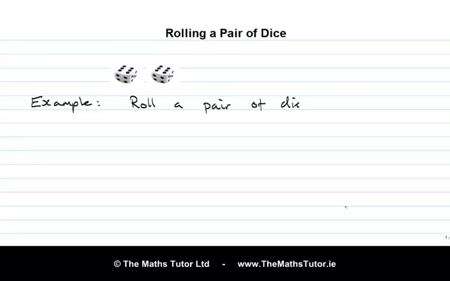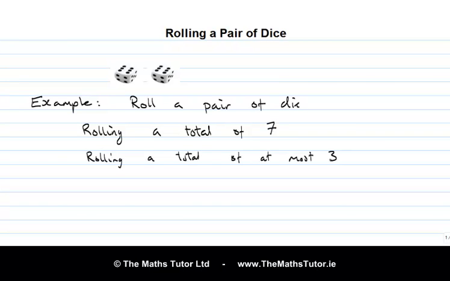So the example that we're looking at is that of rolling a pair of dice. Again, we have standard six-sided fair dice, and we roll both dice, and we're interested in the probabilities of various totals. So let's list some events that we might want to calculate the probabilities of. Let's say we wanted to calculate the probability of rolling a total of 7. Or we might be interested in the probability of rolling a total of at most 3. And we could list various other events that we might want to calculate the probabilities of.